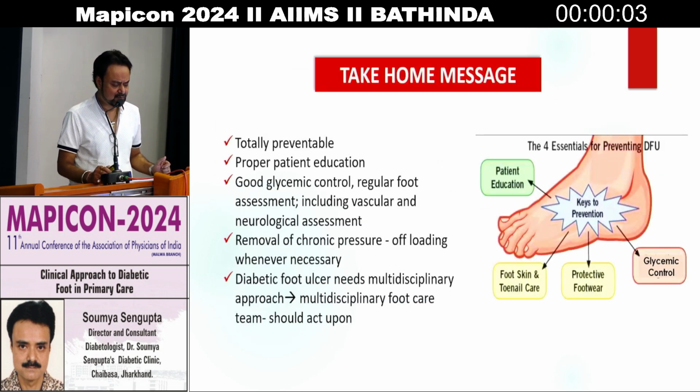So the take home message would be that diabetic foot complications are totally preventable. Remember, totally preventable. So proper patient education, good glycemic control, regular foot assessment including vascular and neurological assessment, removal of chronic pressure by offloading whenever necessary. Diabetic foot ulcer needs a multidisciplinary approach. A multidisciplinary foot care team should be involved.